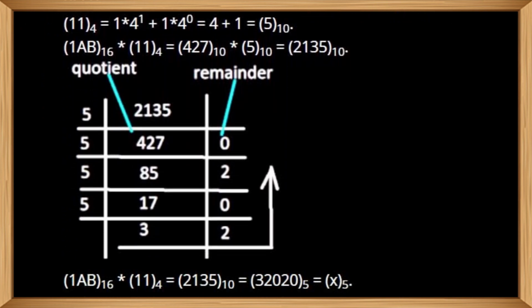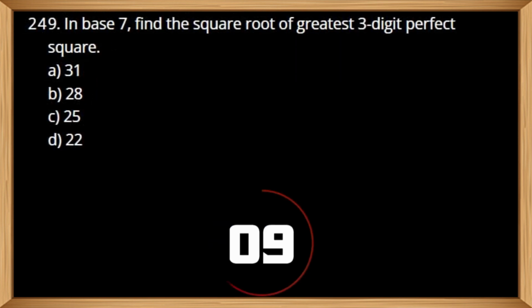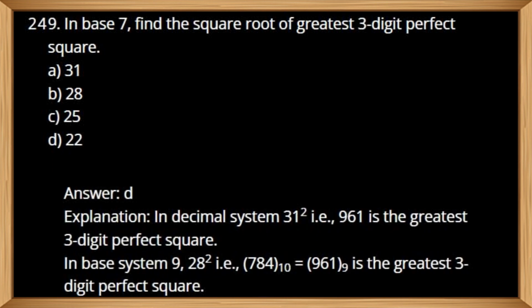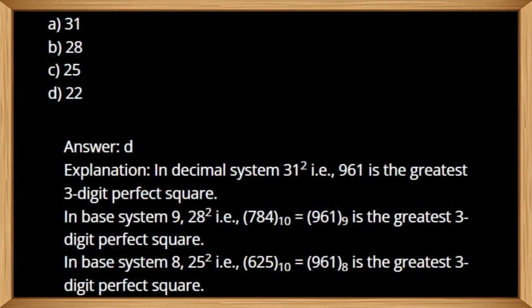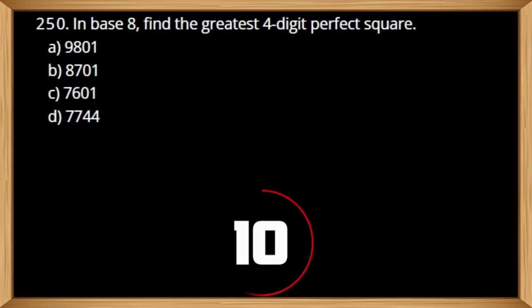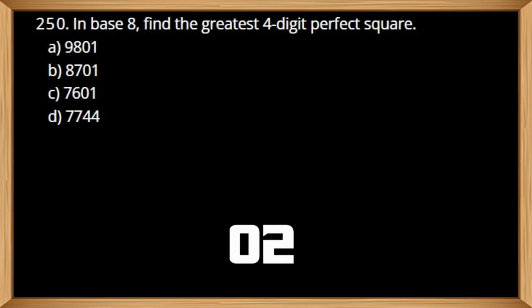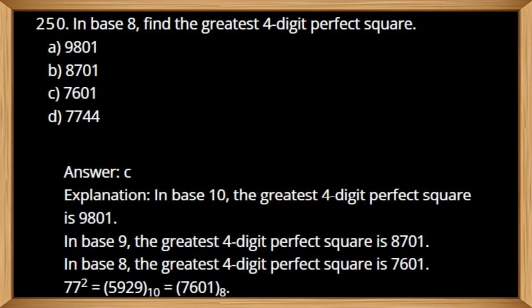Option D, 32020. In base 7, find the square root of the greatest 3-digit perfect square. Option D, 22. In base 8, find the greatest 4-digit perfect square. Option C, 7601.